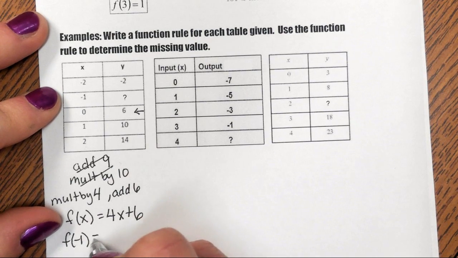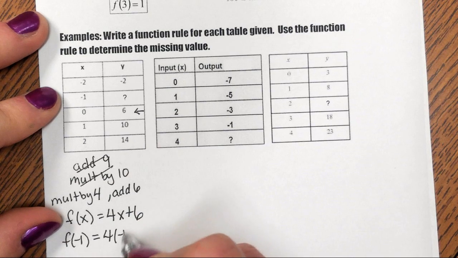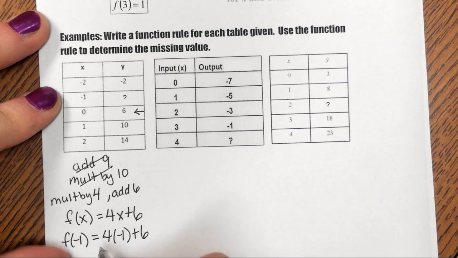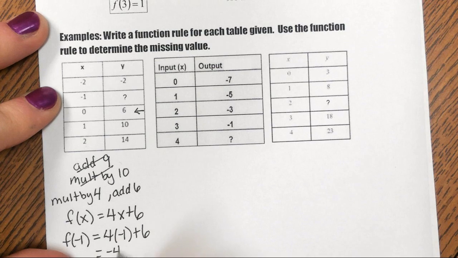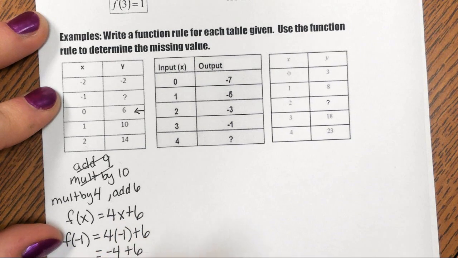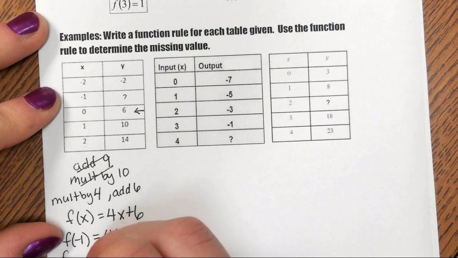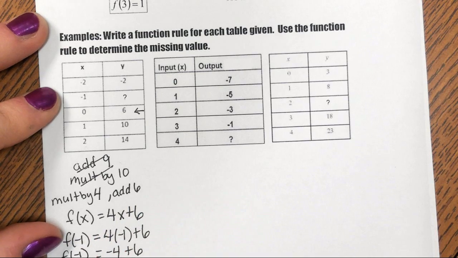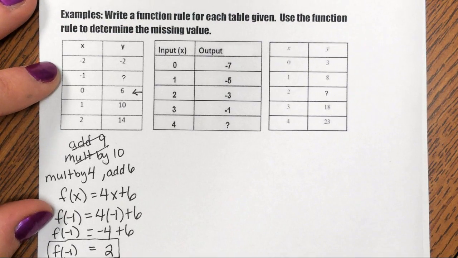Then I'm going to use my domain of negative 1, and I'm going to evaluate f of negative 1. So 4 times negative 1 plus 6. 4 times negative 1 is negative 4. And negative 4 plus 6 is 2. So f of negative 1 is equal to 2. And there we go. Now you can see it.